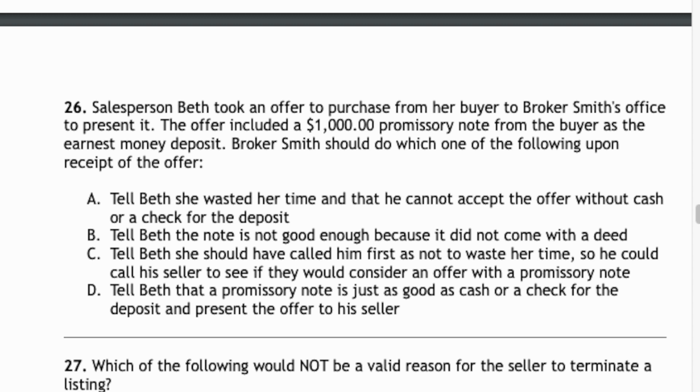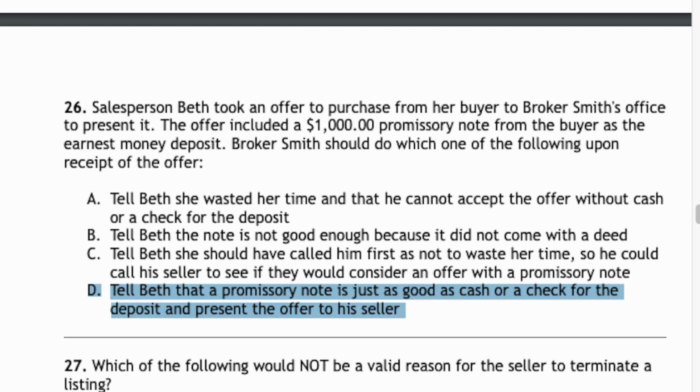The answer is D. Tell Beth that a promissory note is just as good as cash or a check for the deposit and present the offer to his seller. When acting as a listing agent, you must present or cause to be presented to the owner of the property any written offer to purchase received unless expressly instructed by the owner not to present such an offer or unless the offer is patently frivolous.